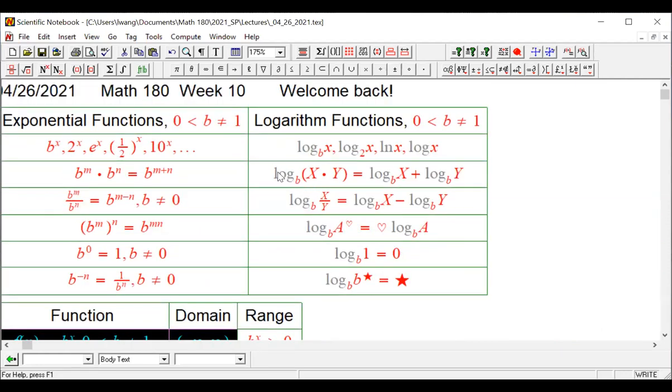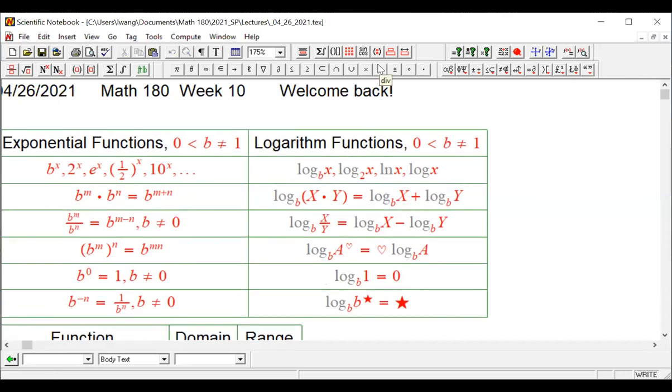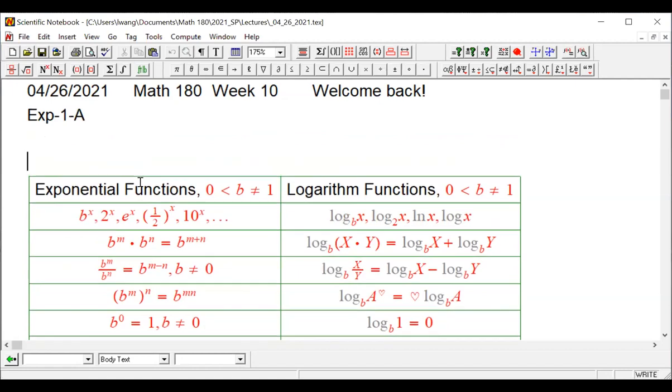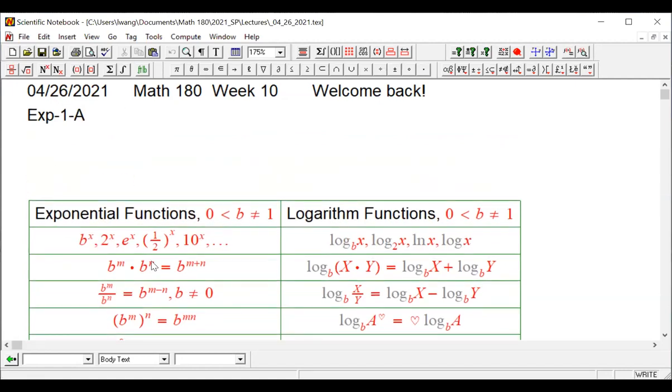So now, without further ado, we are going to start working on EXP1A. Okay, EXP1A. If all of these are statements, EXP1A, we're gonna study the if statements. Okay, EXP1A is about if statement.